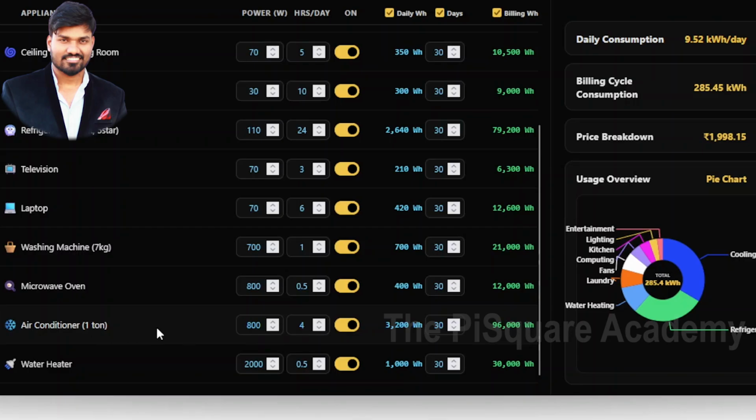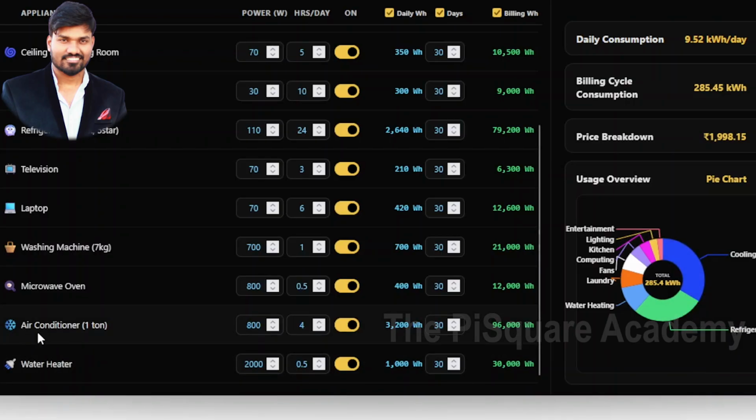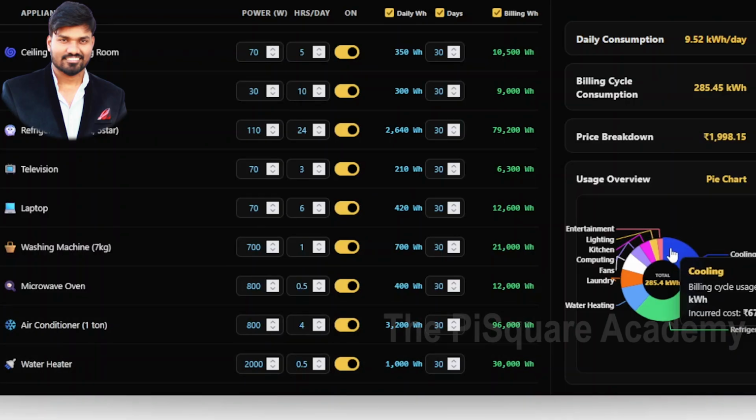So this air conditioner itself, if you run for 4 hours a day, it will consume 96,000 watt hours or 96 kilowatt hours. See, this cooling itself is taking how much percentage? Almost 30%, almost 33%. This AC itself is taking. Okay, and the cost of the bill is 1,998 rupees, out of which 670 rupees is AC itself, and remaining is fridge.